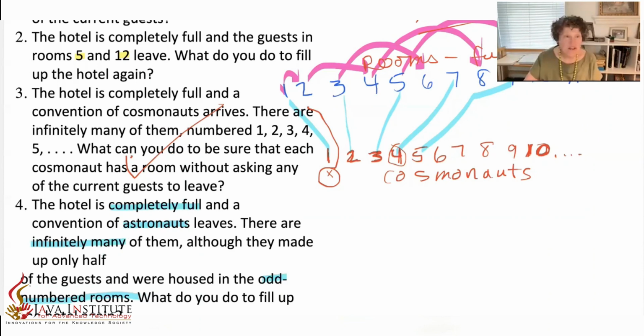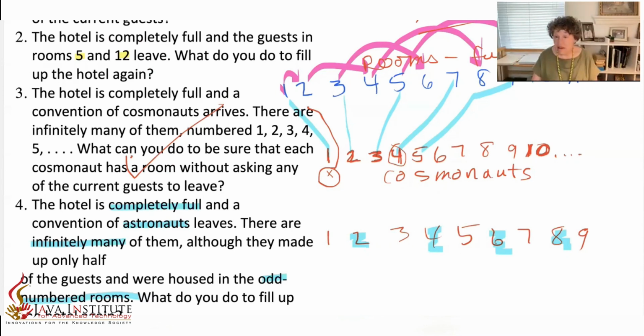So let me see if I can draw any kind of a picture. These are the rooms, and the odd-numbered rooms are empty. So we've got guests only in the even-numbered rooms. We've got infinitely many rooms empty. And you know, you're the manager. No, you're the front desk. Where are we going to go? Where are we going to go? Okay. So we've got some ideas here.